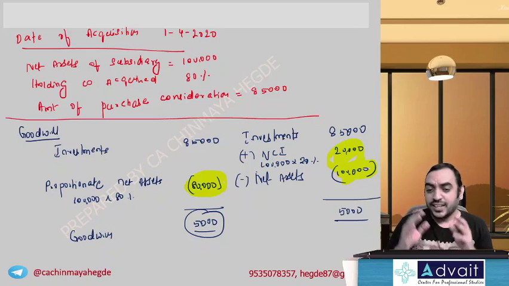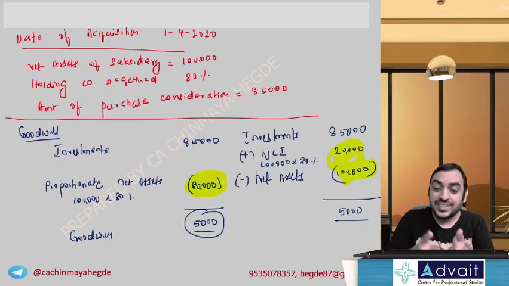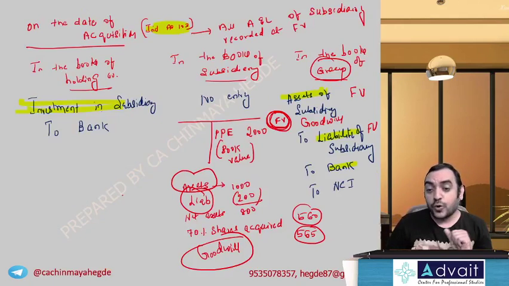I hope you are clear and have no doubts. This 85,000 is the cost of investment made by the holding company. The 80,000 proportionate net assets belong to the holding company. So goodwill also belongs to the holding company. Now going back to our basics.